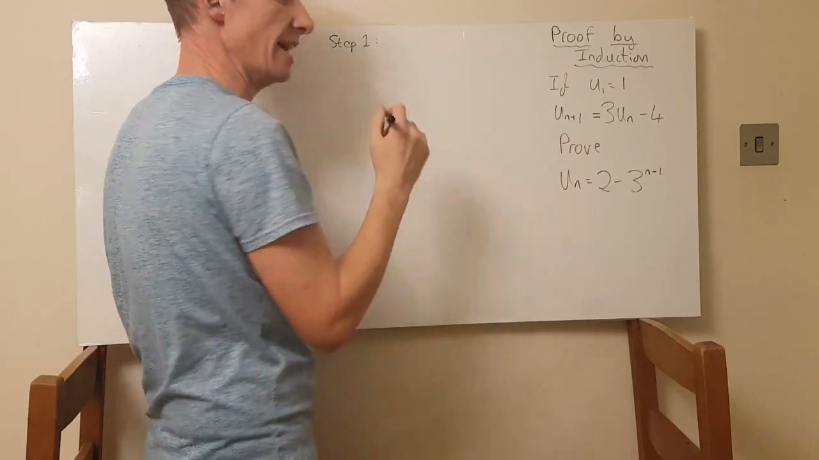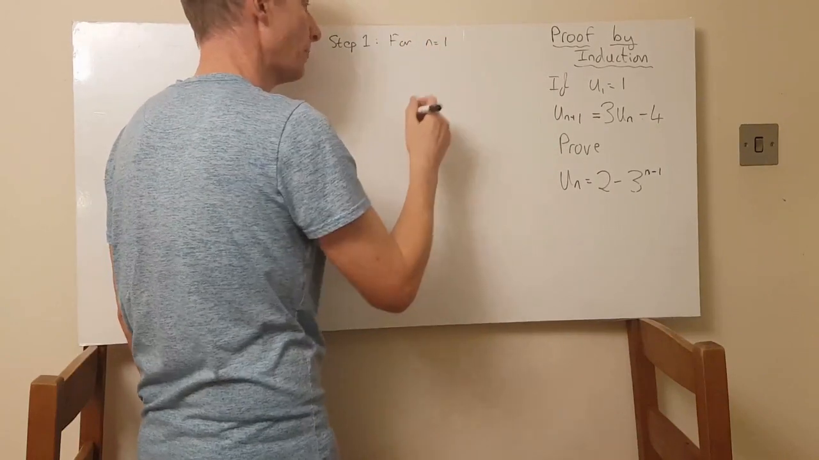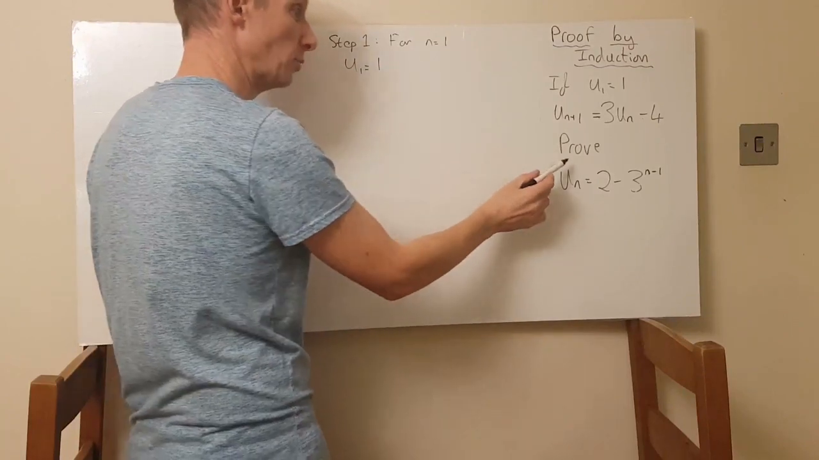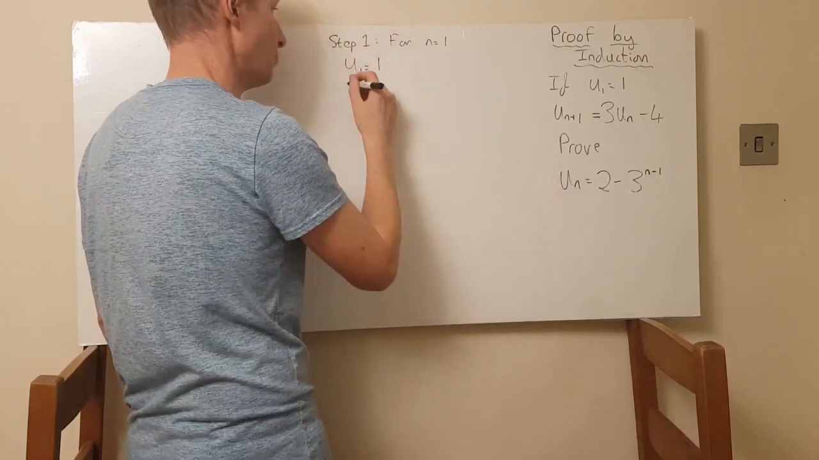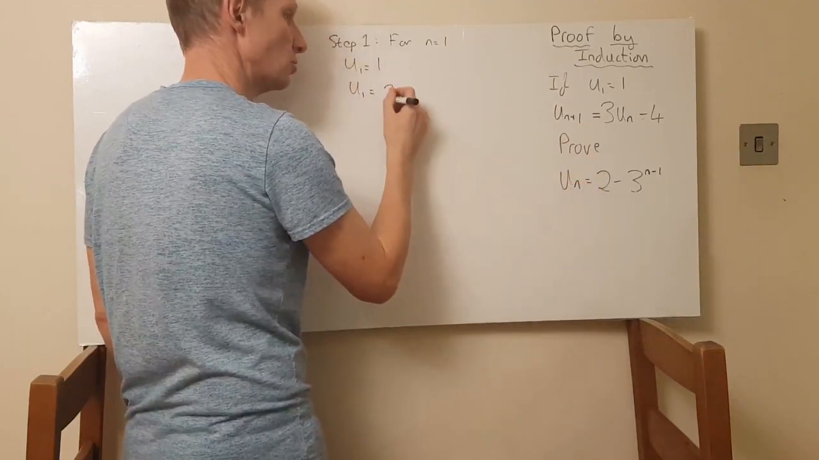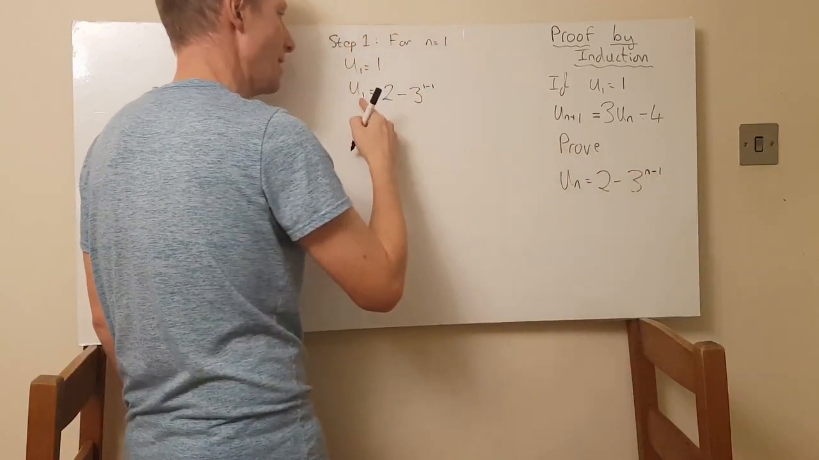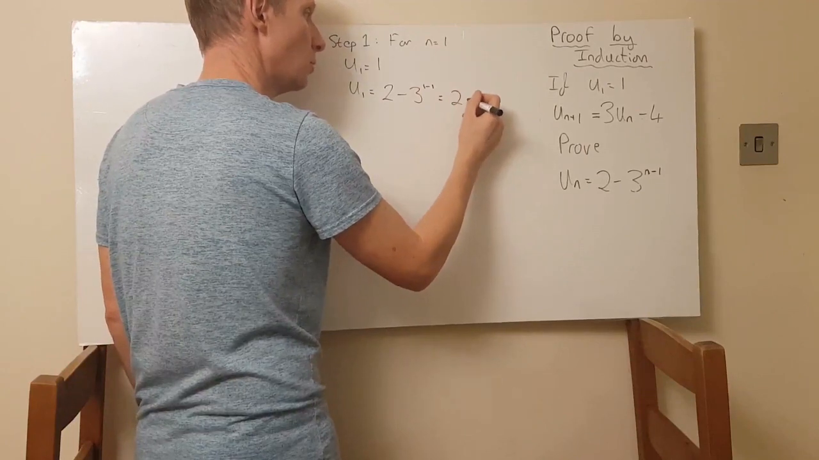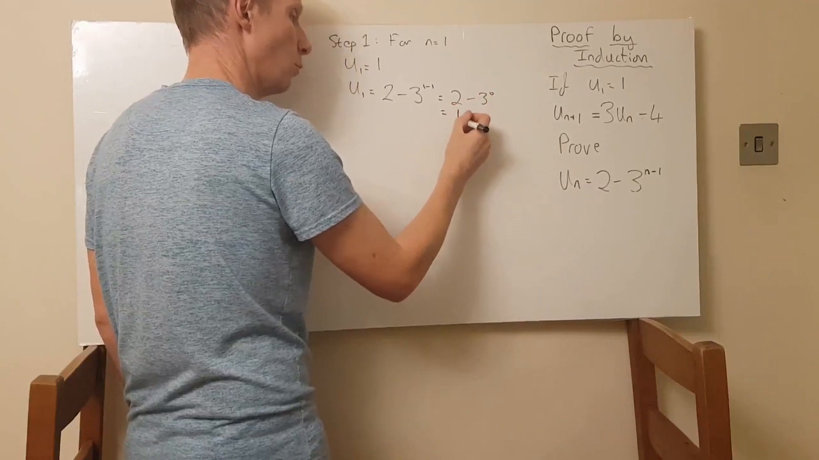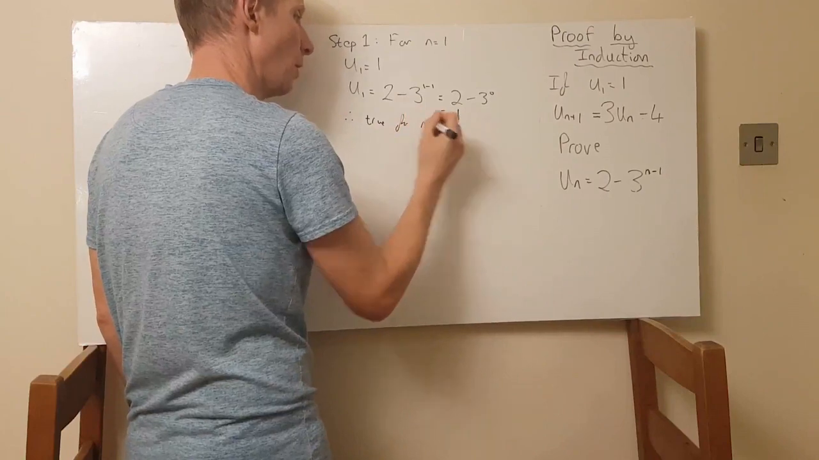And step 1 says what happens when n equals 1. So for n equals 1, I can see here that u1 equals 1. And does the thing I'm trying to prove also give me the same answer? So does 2 subtract 3 to the power of n minus 1, where n is 1, equal 2 subtract 3 to the power of 0? Anything to the power of 0 is 1, and 2 subtract 1 is 1. So therefore we know it's true for n equals 1.